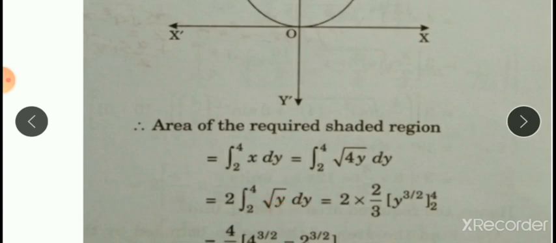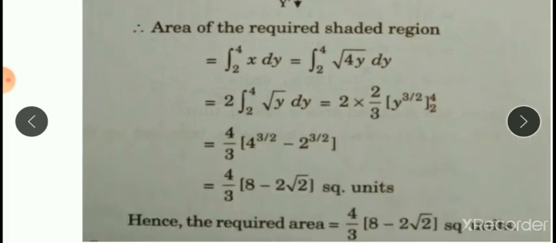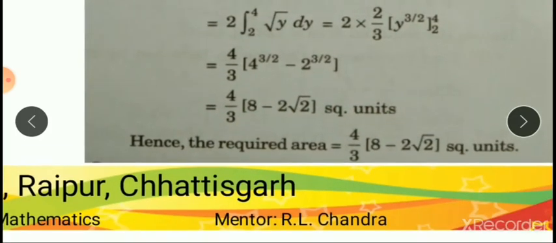Integration of root y is y raised to 3 upon 2 into 2 upon 3. Limits are 2 to 4, that is 4 upon 3, upper limit minus lower limit. Substitute the value of the upper limit in place of y and the lower limit in place of y. Then we get this as our required answer in square units.